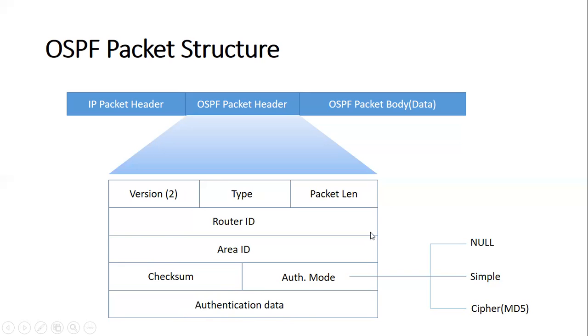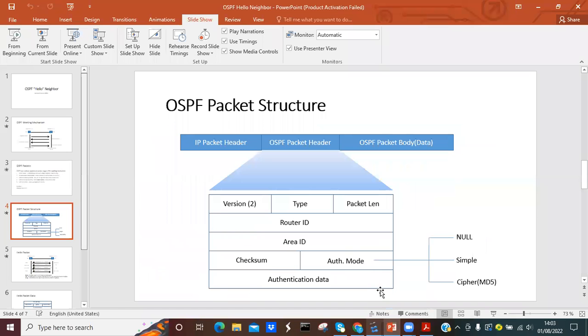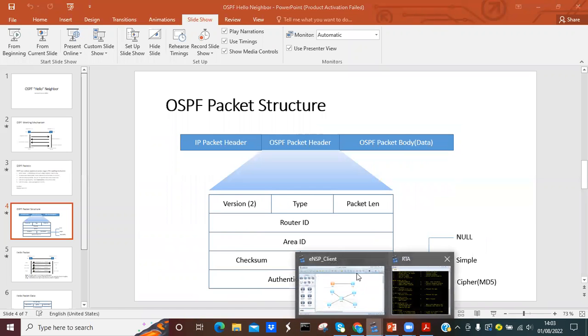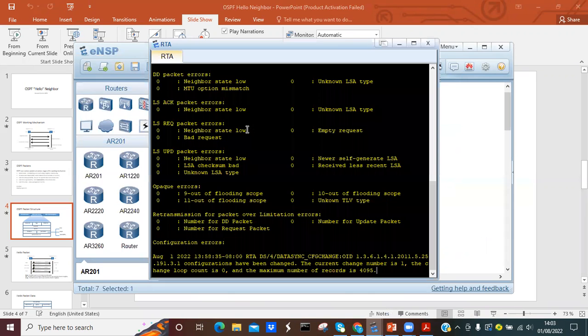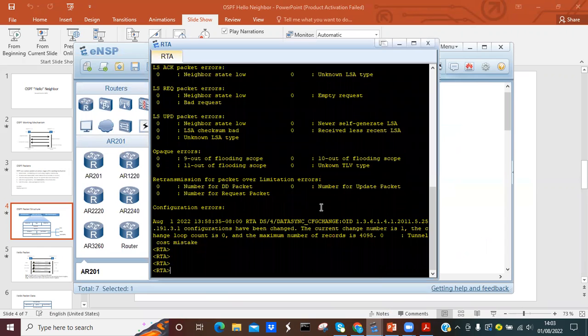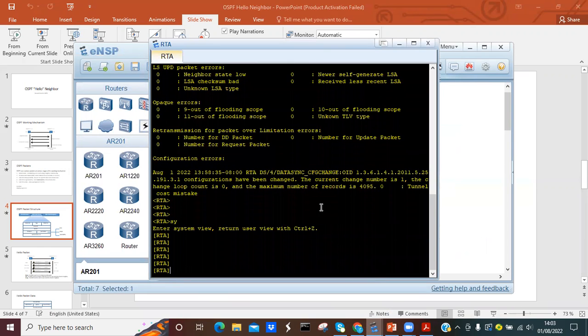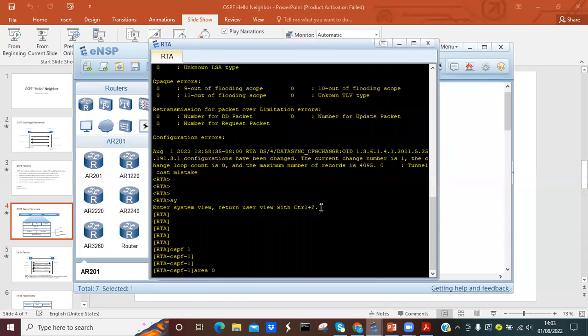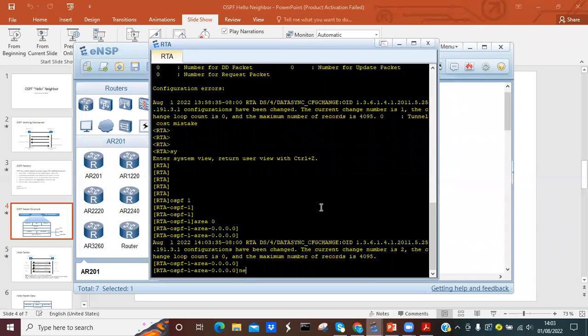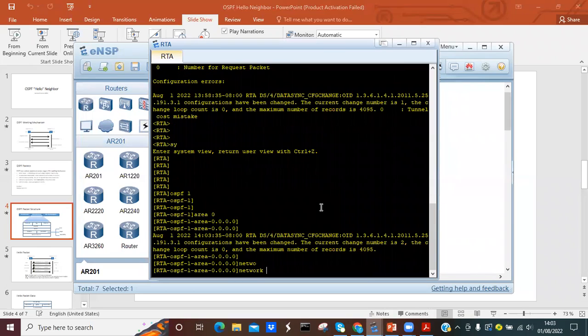So let's have a look at the structure of an OSPF packet. If we come here and complete this configuration, we can use OSPF 1, area 0. I have already configured the IP addresses for the network.